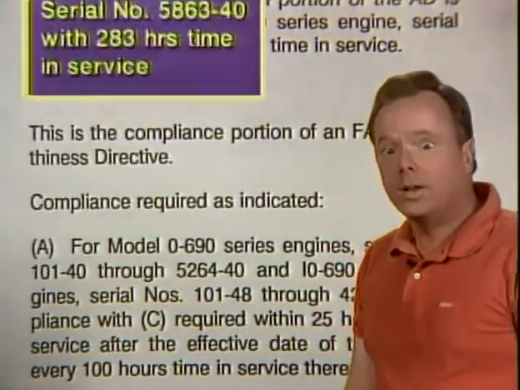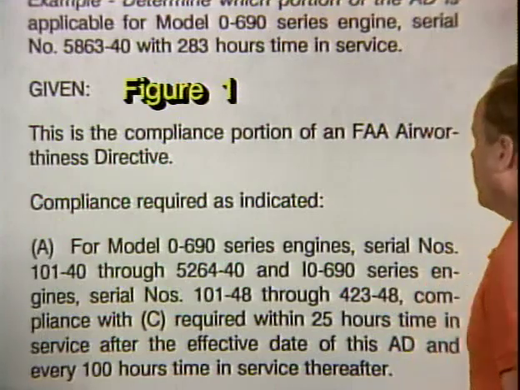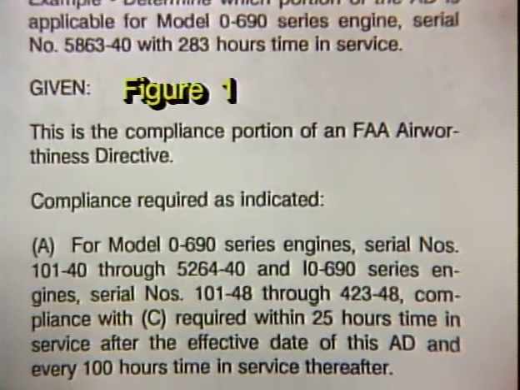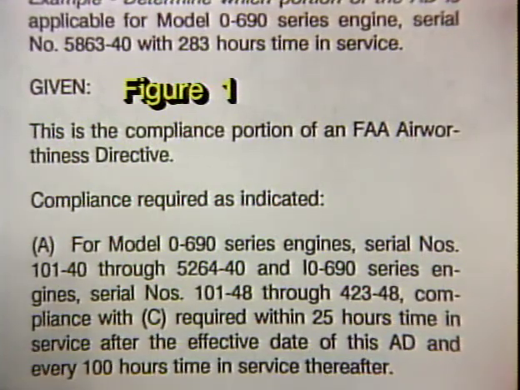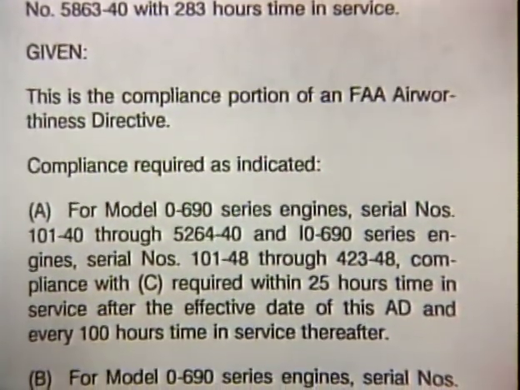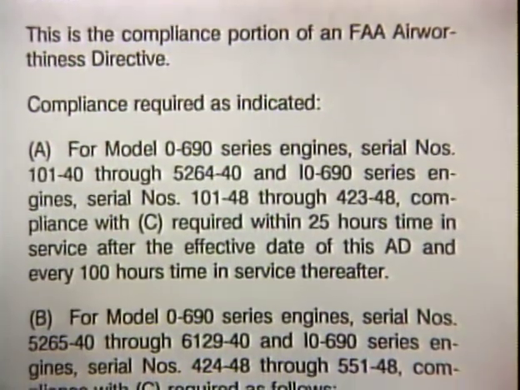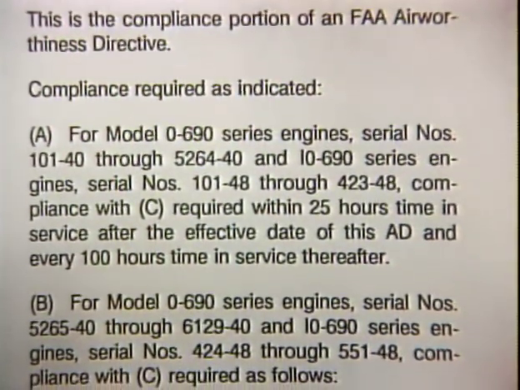Let's take that away, and let's take a look at the AD they're going to give you on the test. They're going to say, this particular AD is a compliance portion of an FAA airworthiness directive, and compliance is required as indicated for a Model 690 series engine, serial numbers 101-40 through 5264-40, and an IO 690 series engine, serial numbers 101-48 through serial number 4023-48. You must comply with C within 25 hours time in service after the effective date of this AD, and every 100 hours in time and service thereafter.